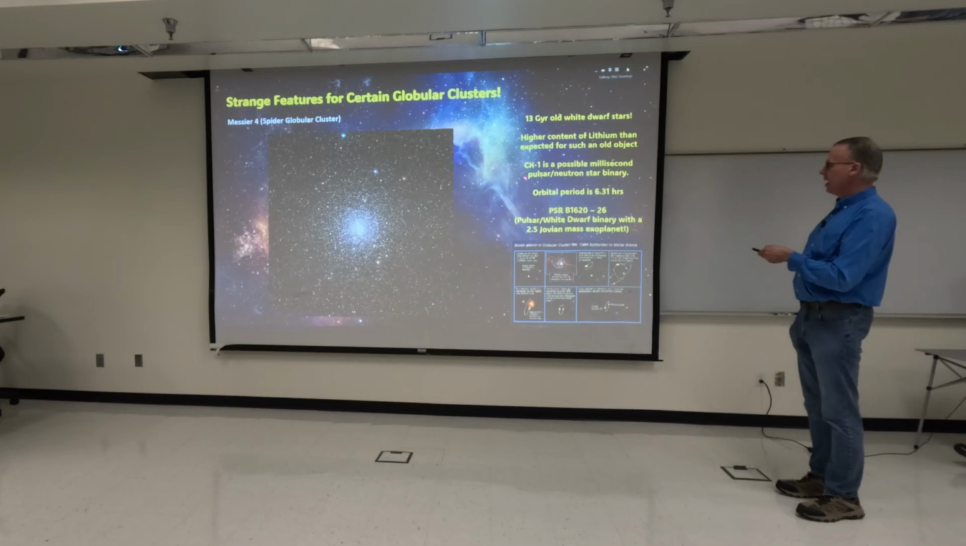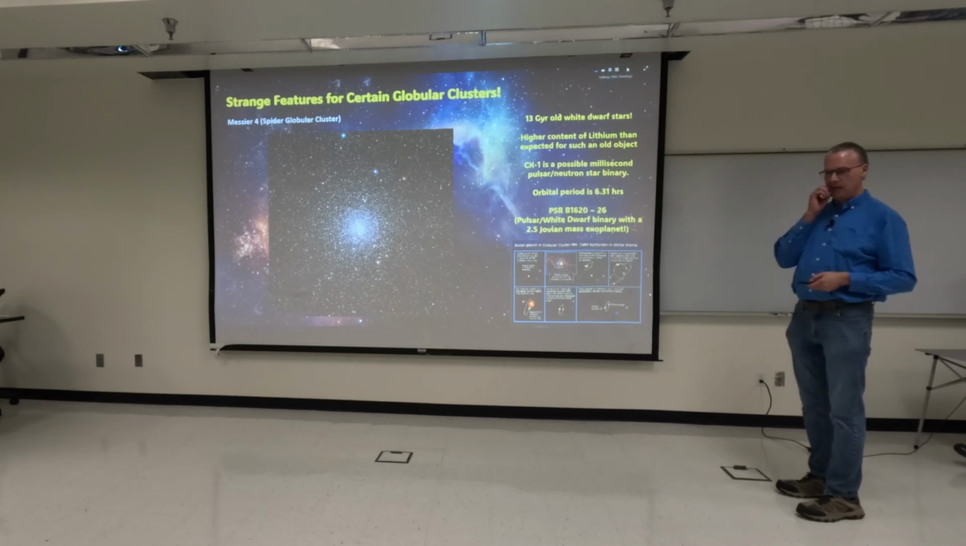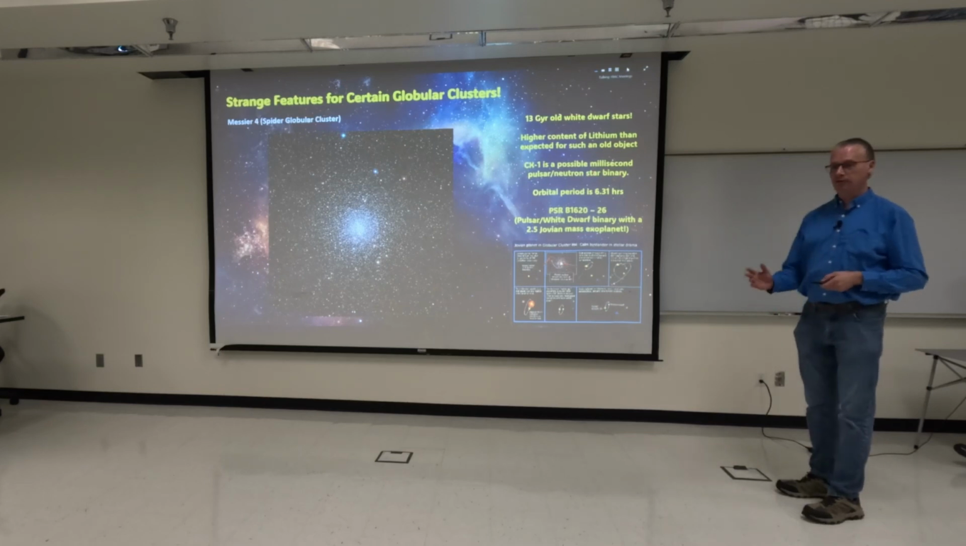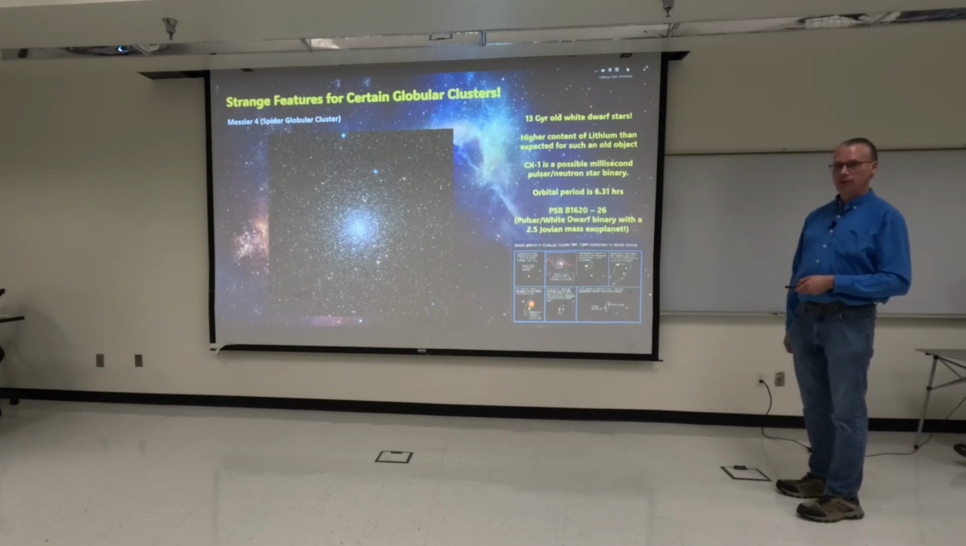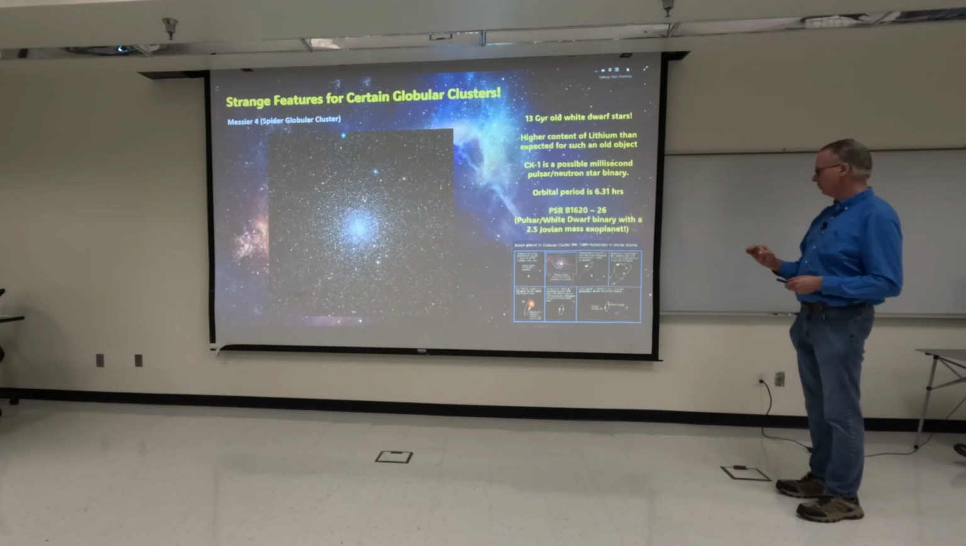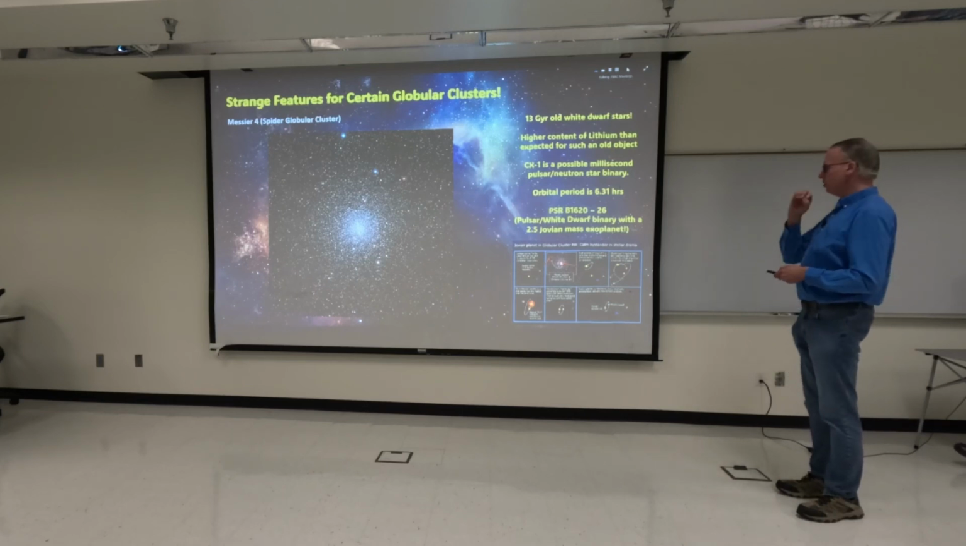It has a CX1, and we've been able to confirm there's actually an exoplanet in a globular cluster. So you have an X-ray binary where you have a neutron star and a pulsar. They're orbiting around each other. Well, actually, this is a pulsar and a white dwarf. They're orbiting around each other. And then there's a big super Jupiter planet orbiting around them.